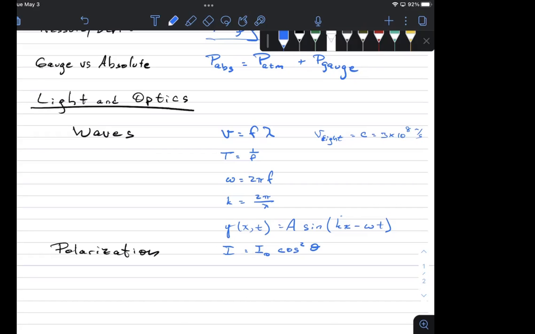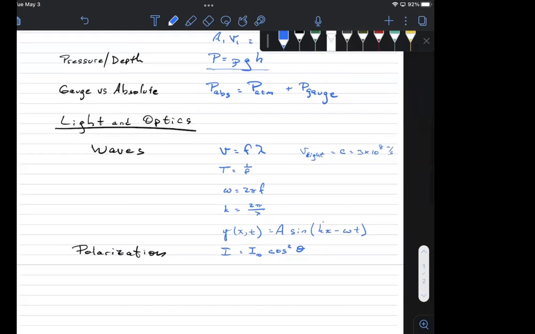So for all cases, every filter gets a cosine squared, except the one special case, which is you start with unpolarized light. So the first filter does not get cosine squared, it gets a half instead. Every other one gets a cosine squared. And that's it. Those are the topics.